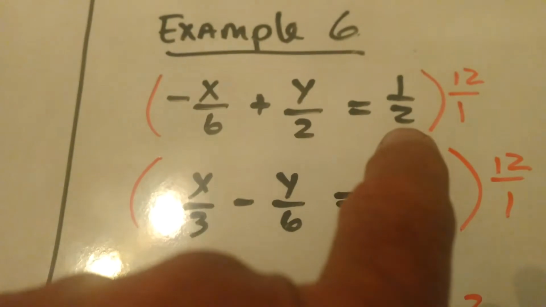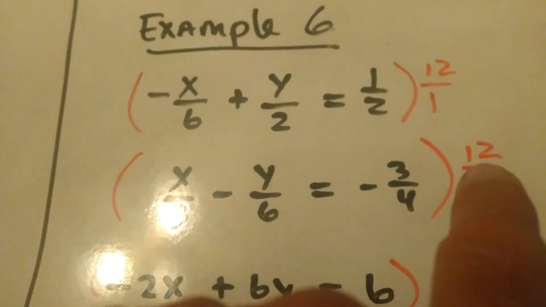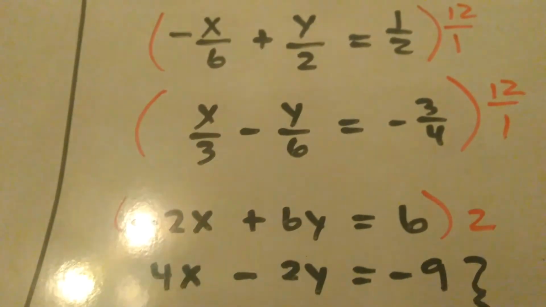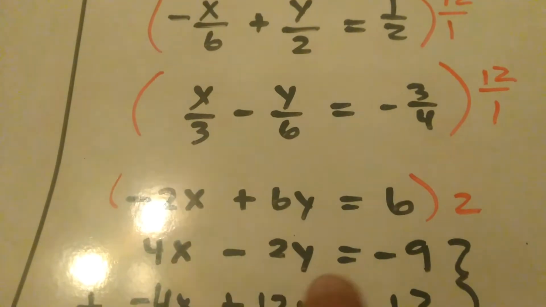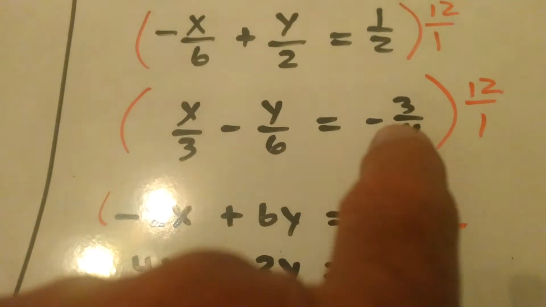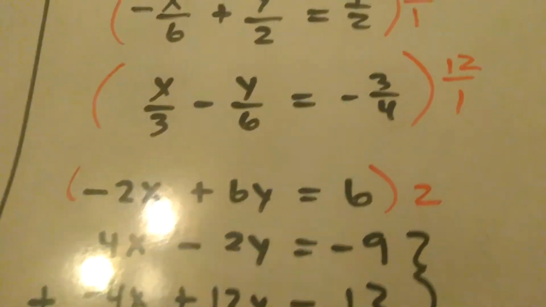Multiplying by 12 over 1 to 1/2, I get 6. Here, if I take 12 over 1 and multiply, I get 4x. Here, I'm going to get negative 2y. Here, 3 times 12 is 36, divided by 4 is negative 9.